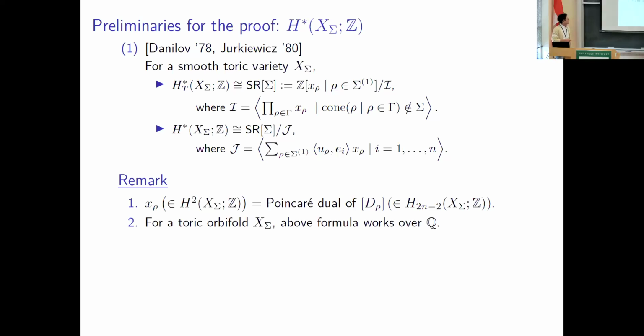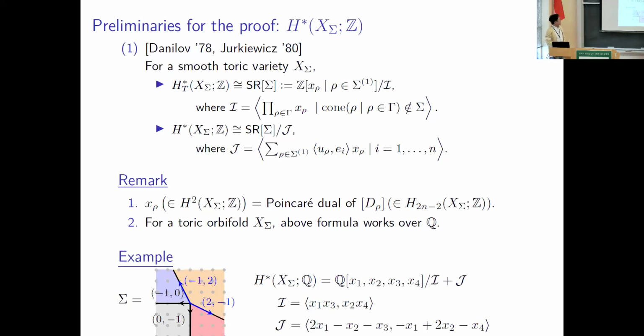And for the case of orbifolds, we do not have Poincare duality in general, but we still have Poincare duality over rational coefficients. So that is the critical reason why we can still work on orbifolds over rational coefficients. This formula, Stanley-Reisner ring modulo linear relations, works over rational coefficients. But this is not actually what I'm going to do, because I want to work over integer coefficients.